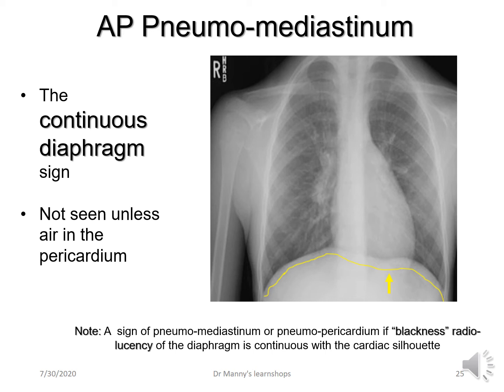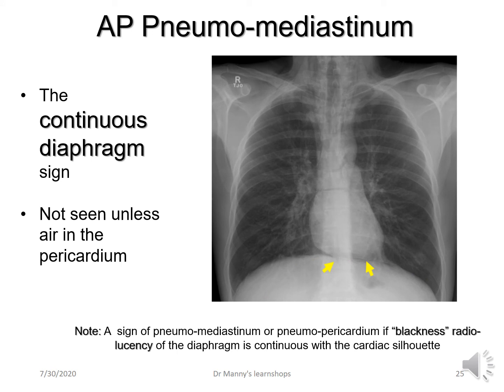Look under the heart shadow, see the line of blackness. This is not normal. Another example of the continuous diaphragm sign.